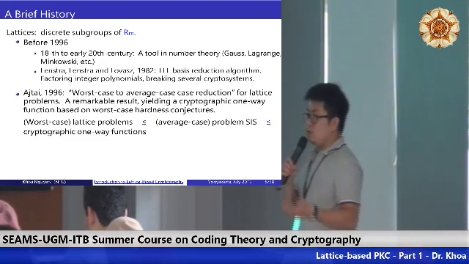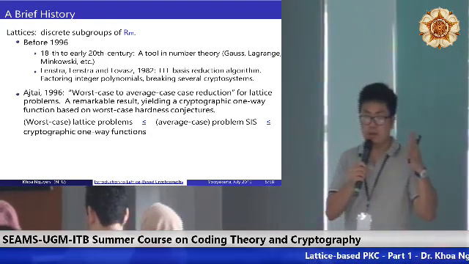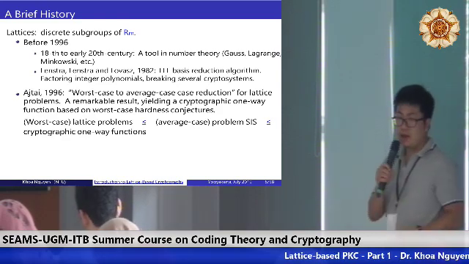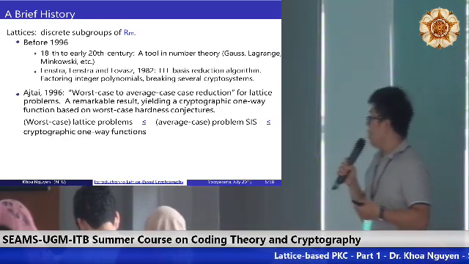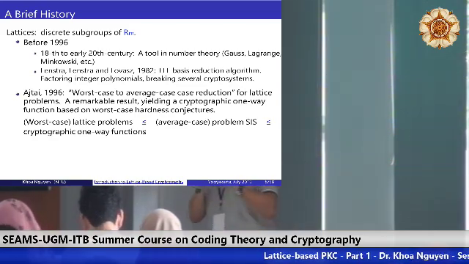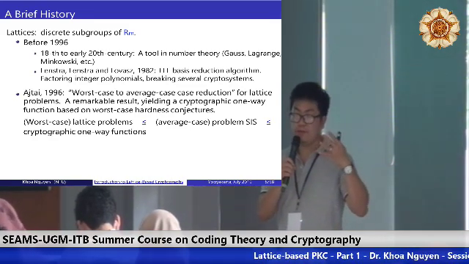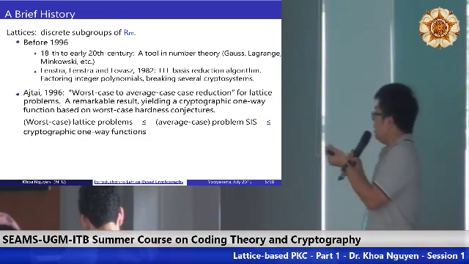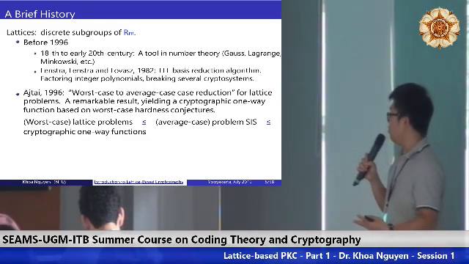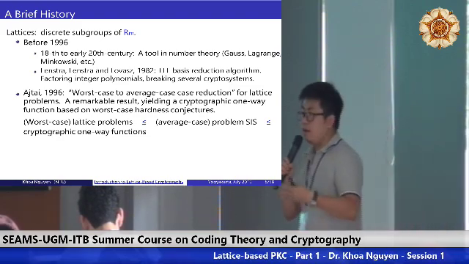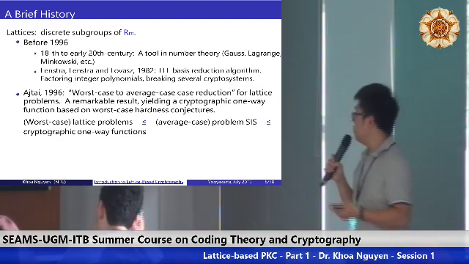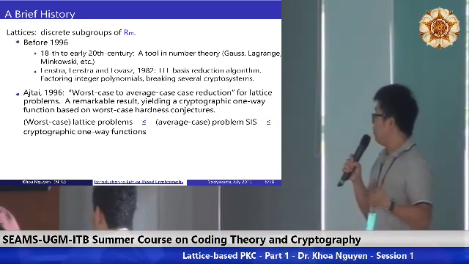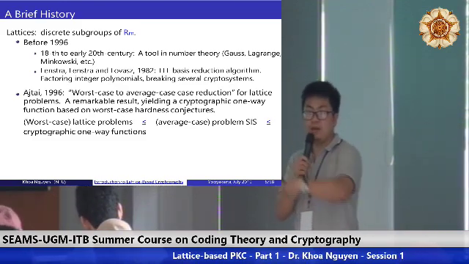Till 1996, the main use of lattices in cryptology was just for breaking. But a breakthrough was given by Ajtai in 1996, where he showed that lattices can also be used for building secure cryptosystems. He showed that there is a so-called worst-case to average-case reduction for lattice problems. Based on these results, he could build the very basic crypto primitive, which is a one-way function, on the hardness of lattice problems.